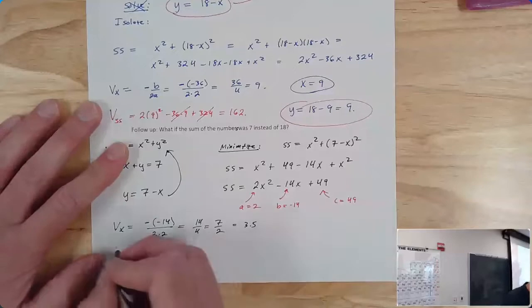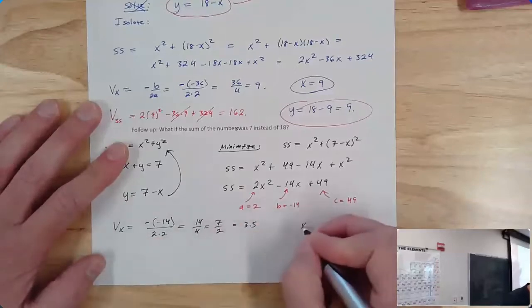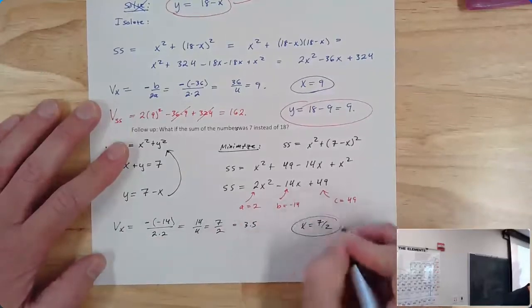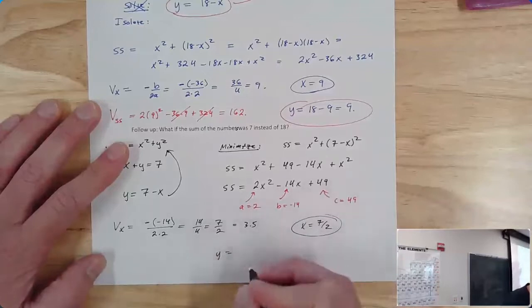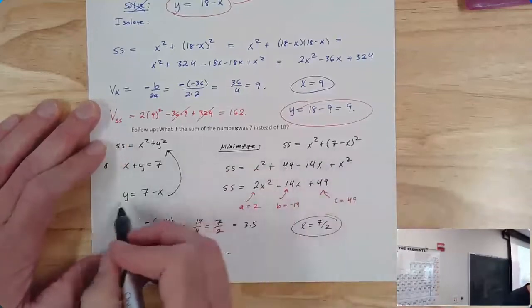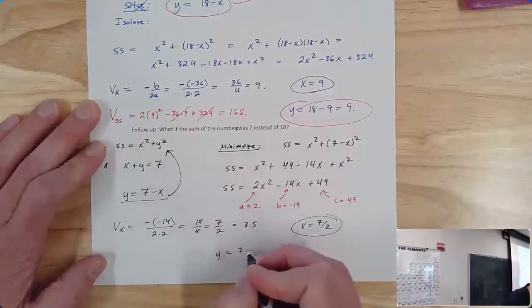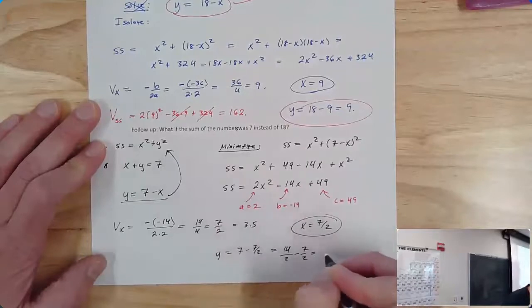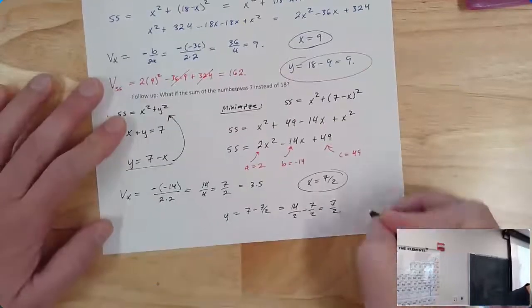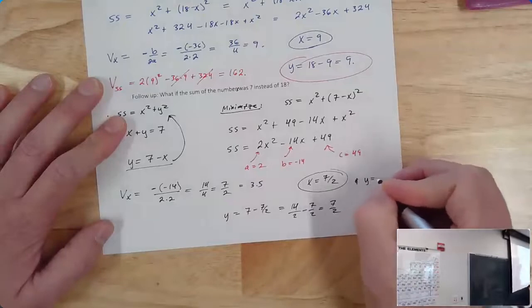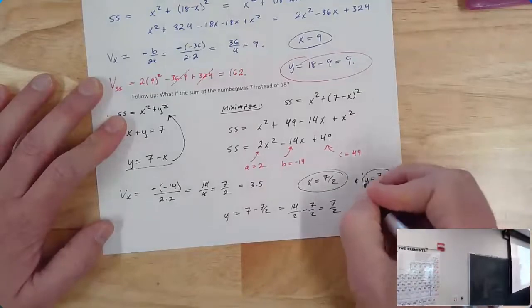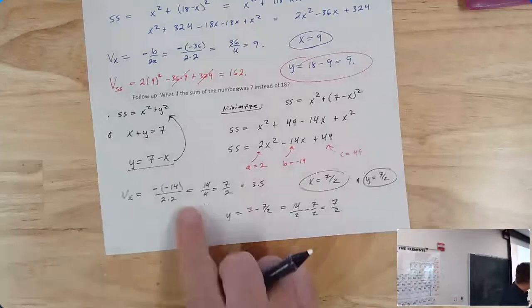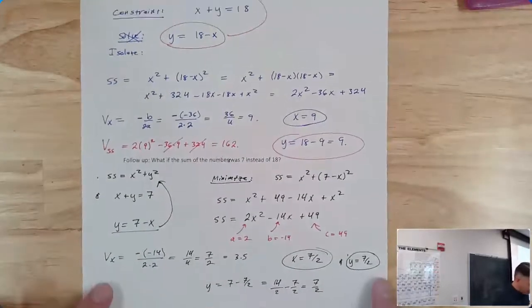So just to kind of finish this off, we have X equal to 7 halves. And we do also have Y equal to, let's see, Y is equal to 7 minus X. So 7 minus 7 halves is 14 halves minus 7 halves, which is also 7 halves. So it's kind of nice to think about this for just a second.